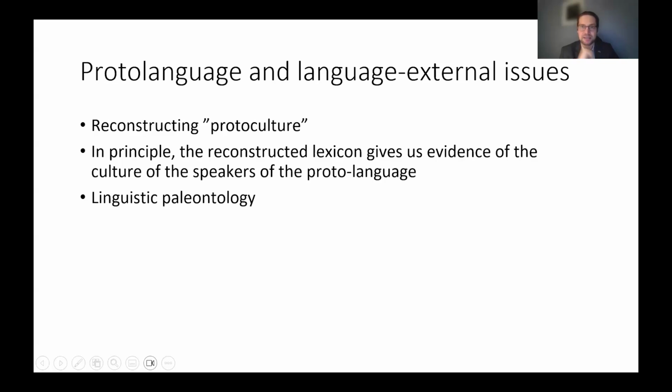And then this is related to these language external issues, this whole thing of proto-language, that if we can reconstruct a number of words, theoretically that should give us evidence of the culture of the speakers of the proto-language. And there is this linguistic paleontology, a well-known method that attempts to reconstruct prehistoric culture based on the linguistic material that we have.